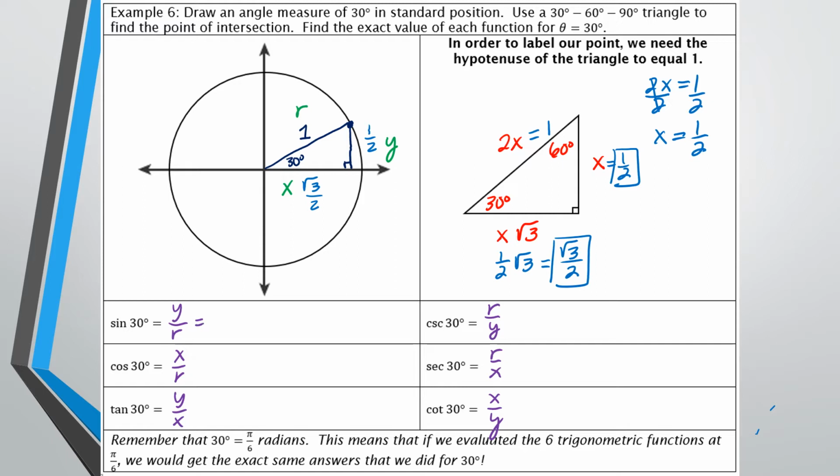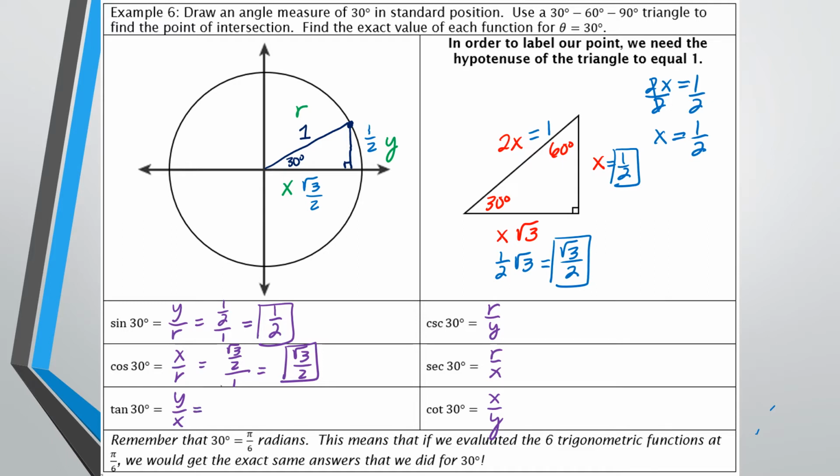So for sine of 30, we're going to do y over r. So that would be 1/2 over 1. Anything divided by 1 is just the same thing. So 1/2 divided by 1 is just 1/2. For the cosine of 30 degrees, that would be x over r, so I would have the square root of 3 over 2 over 1. And again, anything divided by 1 is just itself, so the cosine of 30 is the square root of 3 over 2. And then the tangent of 30 would be y over x. So this is where things are going to get a little bit complicated.